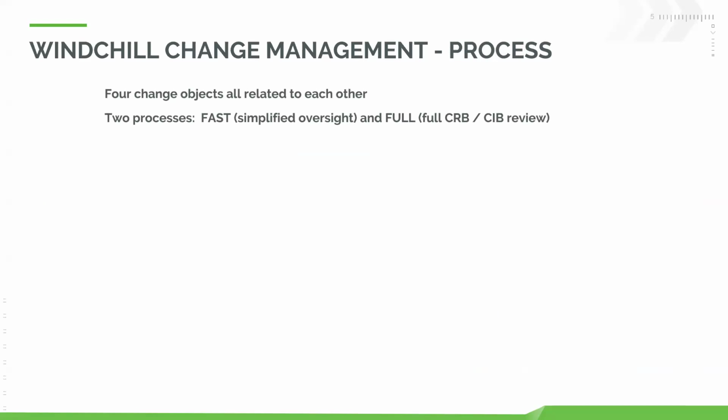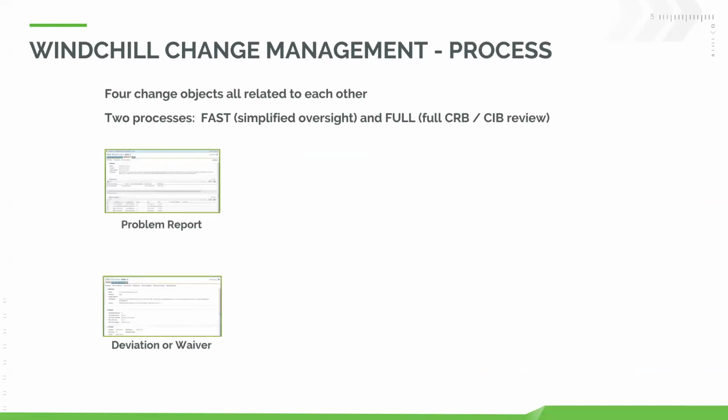Within Windchill's change management, there are two different ways that we approach changes, one being fast and one being full. The fast is just simplified oversight. Those get pushed through the process a lot faster. A full change can include a change review board or change implementation board. It starts with a problem report or a deviation or waiver.